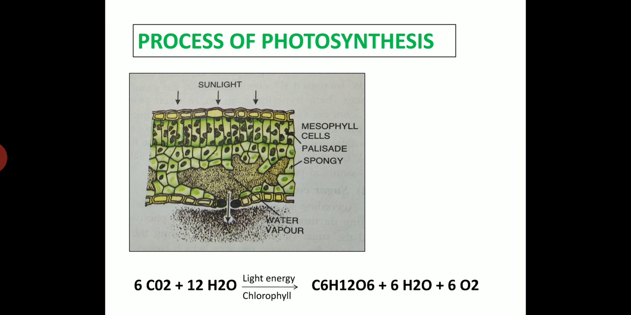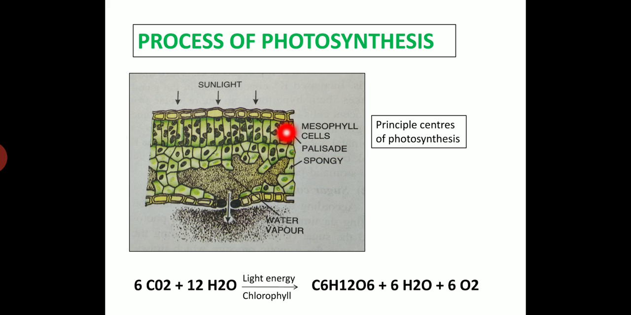Now first, we need to know the process of photosynthesis. See, photosynthesis takes place, or this phenomenon occurs, in mesophyll cells. Mesophyll cells are the principal centers of photosynthesis. These mesophyll cells are present in the leaves. And mesophyll cells are of two types. One is the palisade and another one is the spongy.